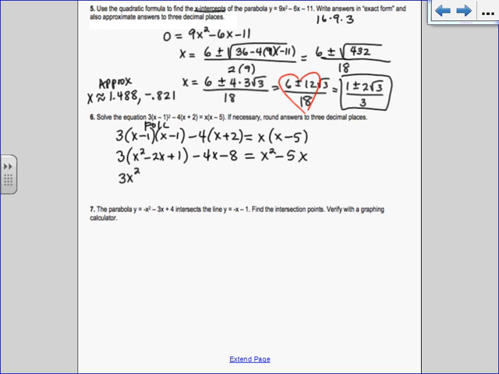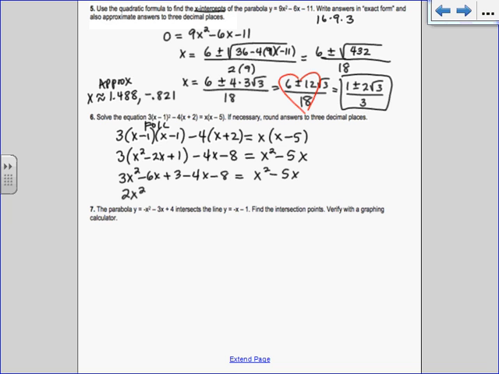So I have 3x squared minus 6x plus 3 minus 4x minus 8 equals x squared minus 5x. So I'm going to get everything on one side and I'm going to factor. Right? So I'm noticing that I have x squared and x's, so I usually need to get equal to 0. So I'm going to have 2x squared.